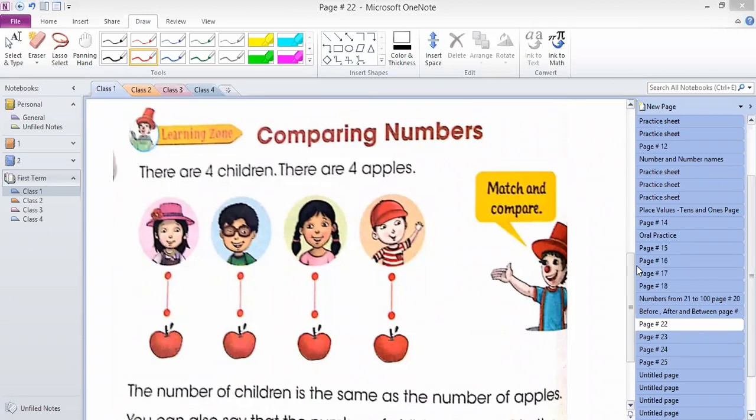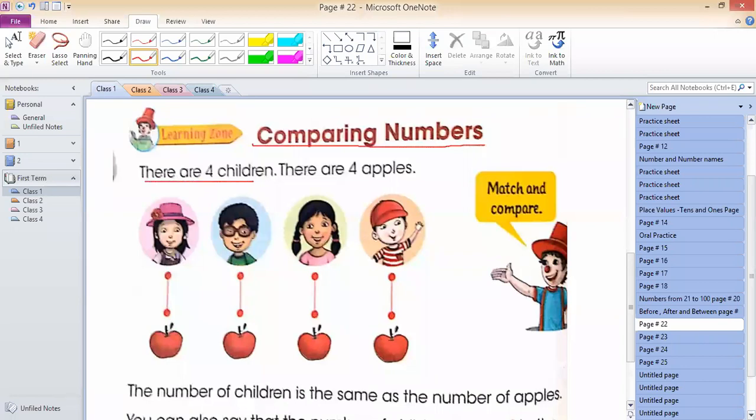So we are going to start a new topic, that is comparing numbers. In comparing numbers, what will we do, guys? We will compare the numbers: which is greater, which is smaller. We start reading on page number 22. I'm going to start reading.